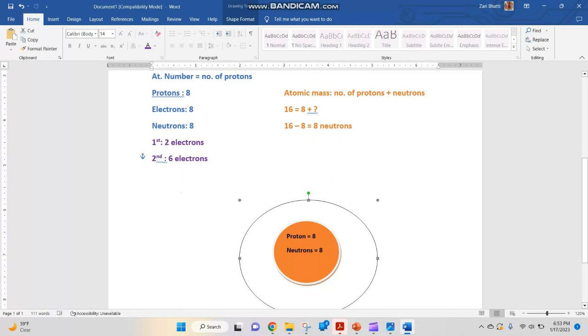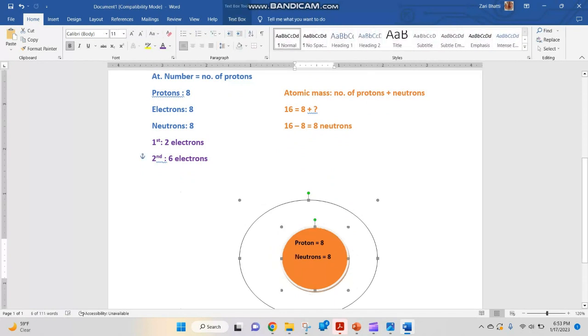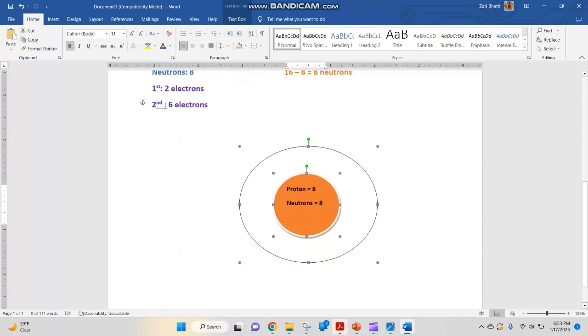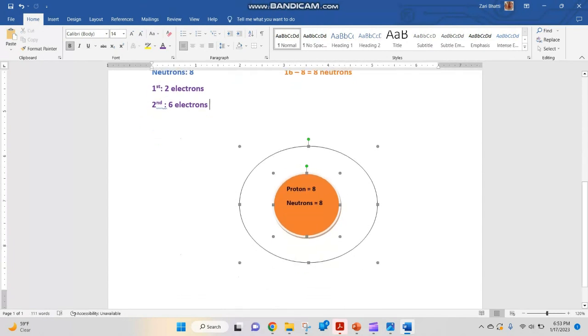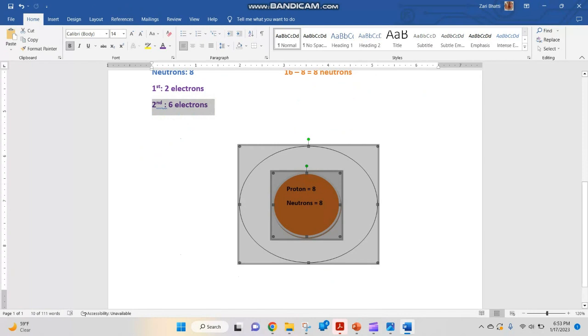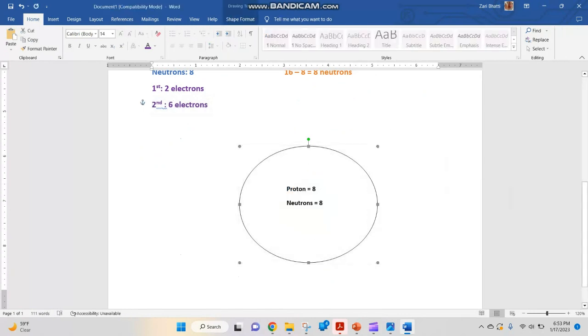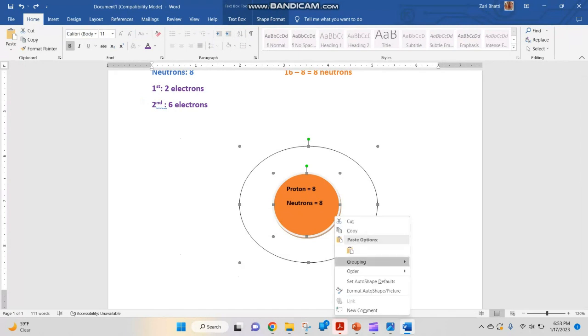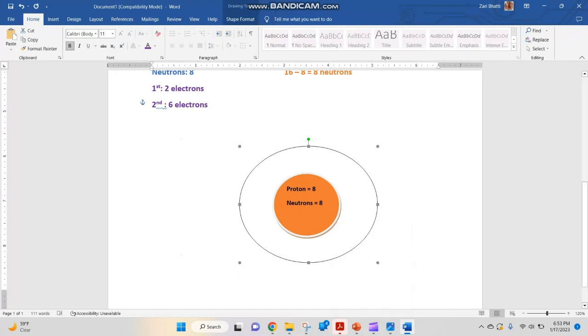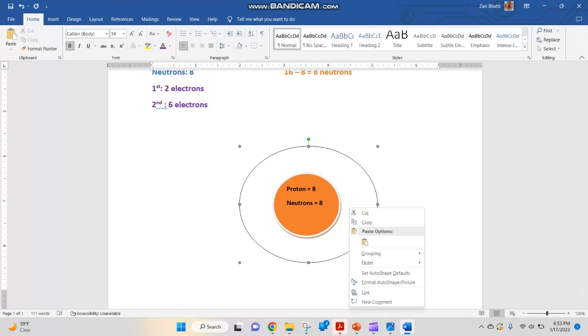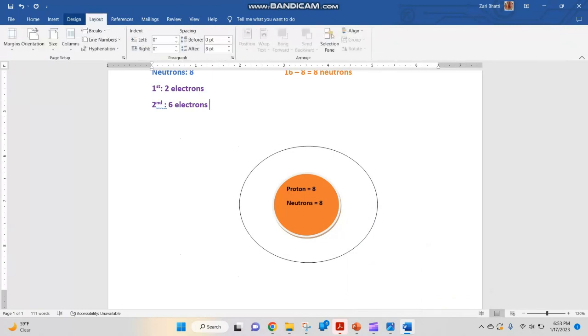So we have 8 protons and we have 8 electrons. Let's put our nucleus in the center. So one shell is there already. Let's draw another shell. Let me bring it forward as well. Let's just group them together. Alright, so we have one. Let's bring it to the front, and then we will add another shell shape.